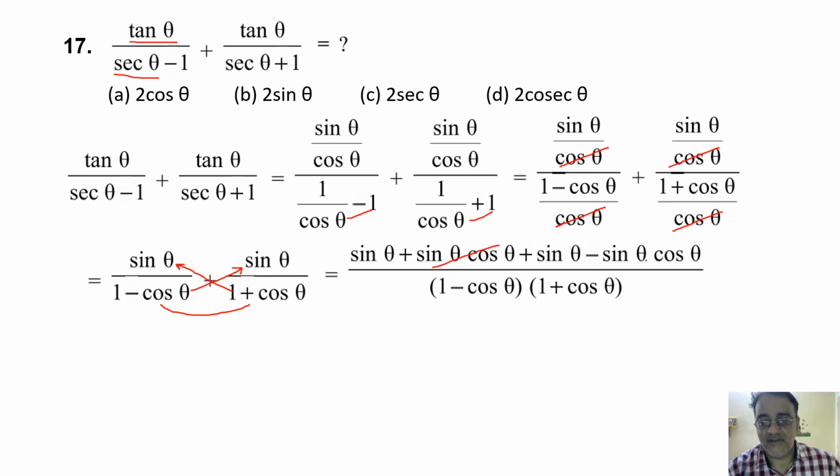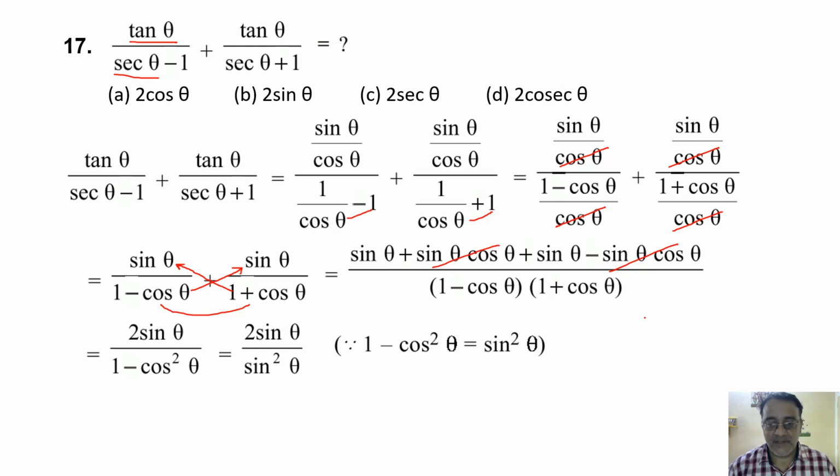Sin theta cos theta cancels. And we are going to get 2 sin theta upon 1 minus cos square theta. What is 1 minus cos square theta? Sin square theta. Because 1 minus cos square theta is sin square theta, so we are getting 2 sin theta upon sin square theta. And 1 sin theta will be cancelled and we are getting 2 upon sin theta.